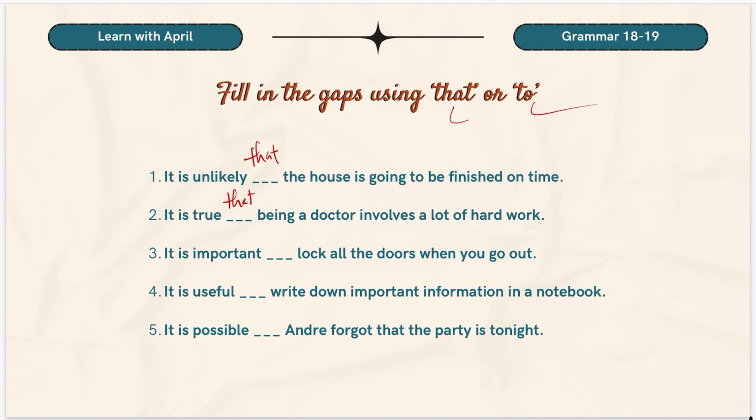And number 3, it's important, dia pakai that clause atau infinitive. Yes, infinitive kita pakai to, so to lock. And number 4, it's useful, blah blah blah. Yes, to write down. The last here, it's possible, blah blah blah, Andre forgot. Yes, that. Ada yang benar semua nggak di sini?